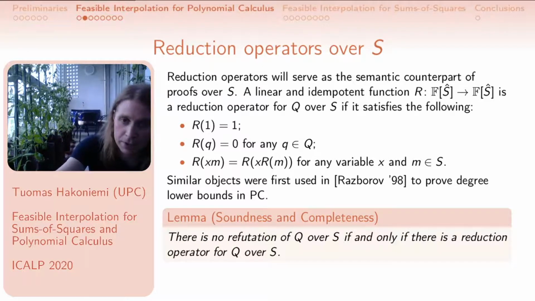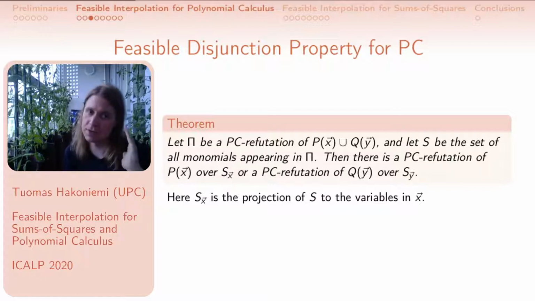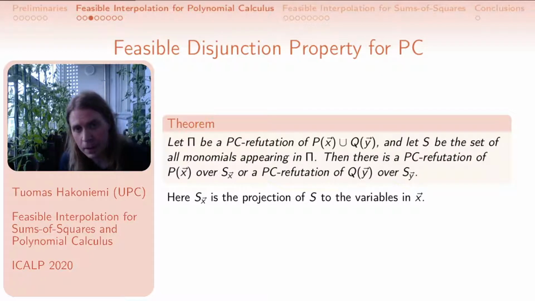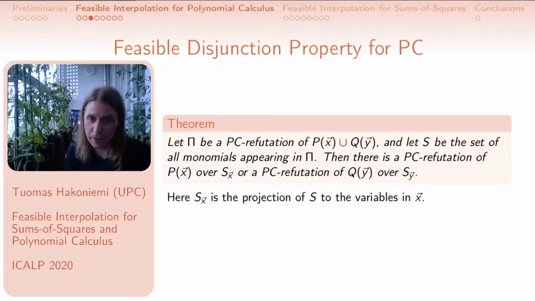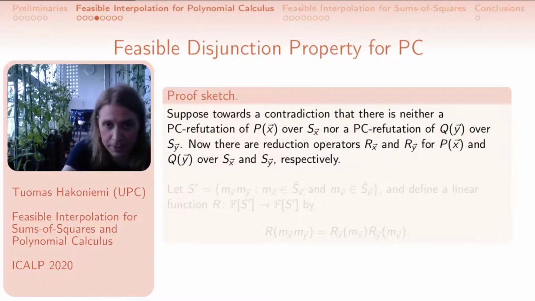Okay, so this is what we do in the feasible disjunction property for polynomial calculus. Here, P and Q are two sets of polynomials in a disjoint sequence of variables. If we were given a refutation of P union Q, look at the set S of all monomials appearing in this refutation. We know that there is either a polynomial calculus refutation of P over the projection of S to the variables X, or a polynomial calculus refutation of Q over the projection of S to the variables Y. Okay, and how to prove this is as follows.